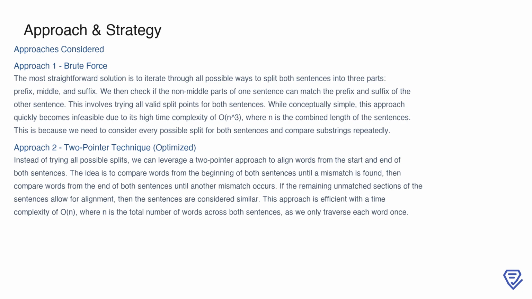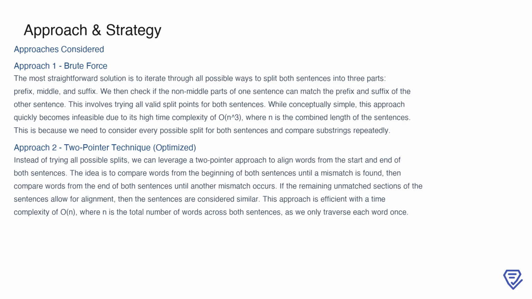The second approach is a significant improvement. Using a two-pointer technique, we align words from the start and end of both sentences, comparing them until we find mismatches. Once mismatches occur, we check whether the remaining unmatched sections of the sentences can still align. This method is much faster, with a time complexity of n, as it ensures each word is traversed only once.